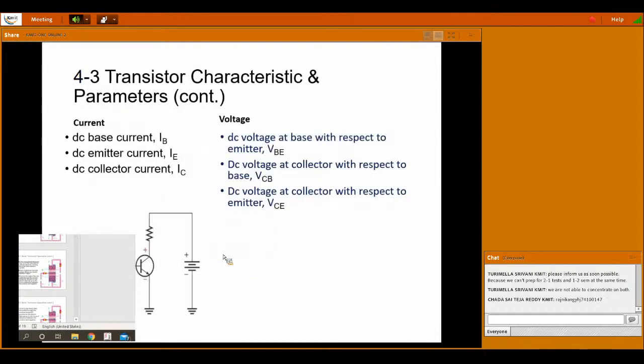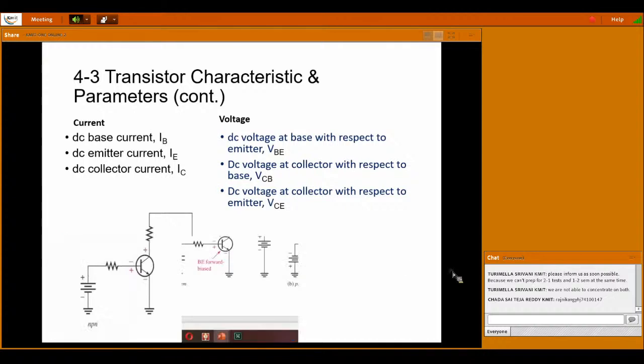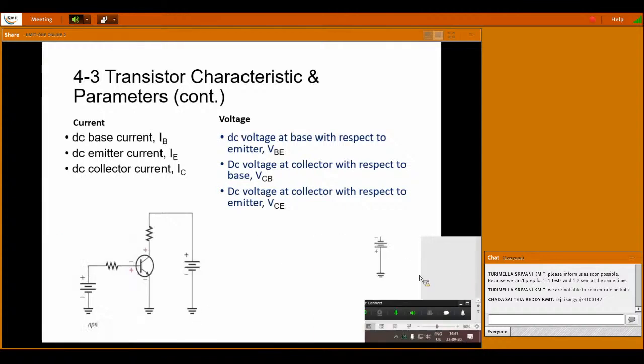Next, I'll move to my next slide. In this slide, here is the configuration. Which type of configuration is it? It's a common emitter configuration. Now the notation which I'm going to utilize: DC base current is IB, DC emitter current is IE, DC collector current is IC, because we don't apply any AC signal here. We applied only DC voltages at both junctions, input junction and output junction.